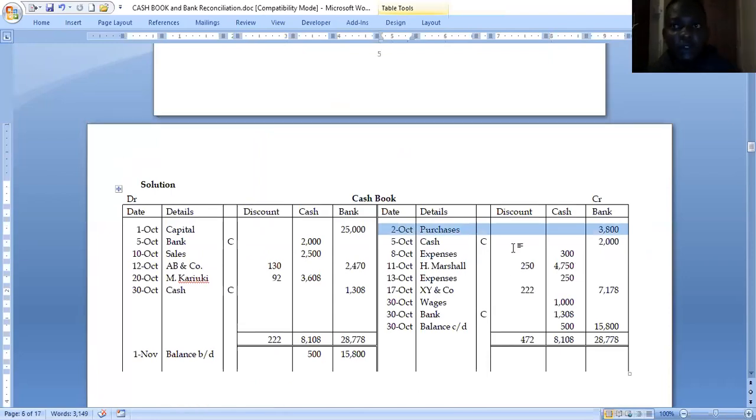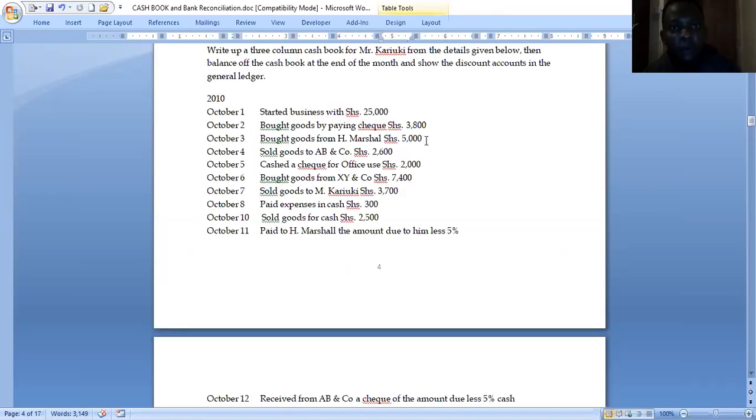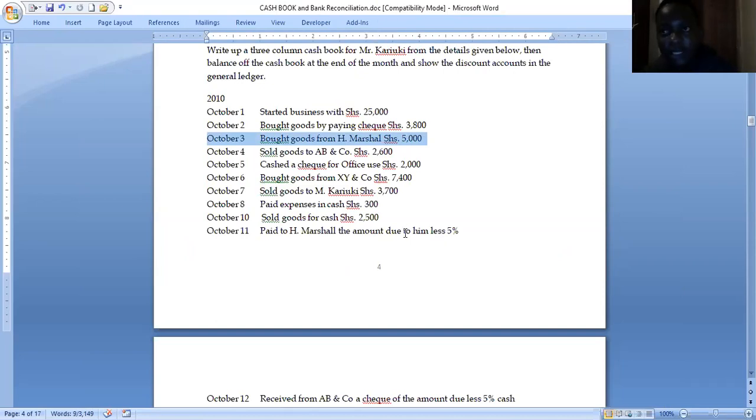Then we move on to the third transaction. Bought goods from H. Marshall, 5,000 shillings. Which two accounts here? The two accounts are purchases and H. Marshall. So whenever we have a transaction like this one that does not specify whether we paid for these goods or not, we assume that this is a credit transaction.